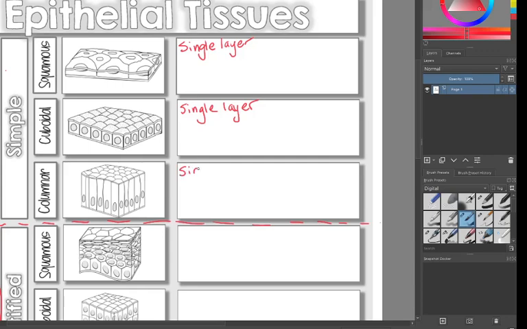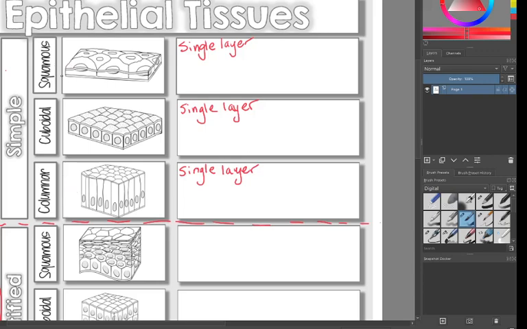So, oh, I just wrote the wrong thing. Excuse me. So single, and then layer. So my computer's kind of lagging behind because it's having to actually work for the first time in its life. So if it lags and you can't see what I'm writing, I apologize. So single layer. Okay, so that's these first three tissues.